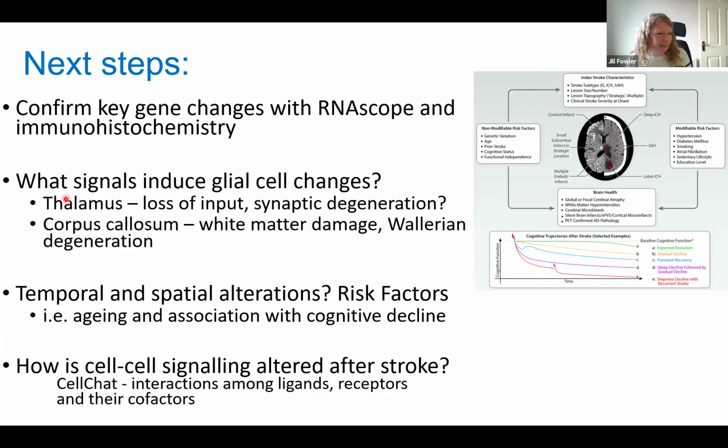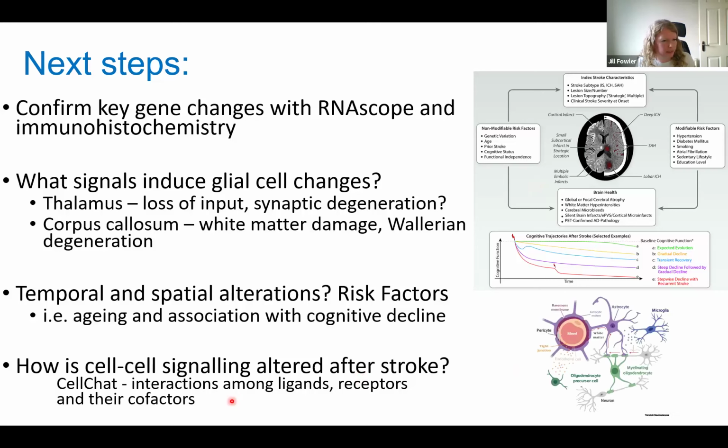And then we're interested in how risk factors that are associated with poor cognition after a stroke impact these temporal and spatial alterations. So I'm going to speak briefly in the rest of the talk about aging and our efforts to model concurrent amyloid and ischemic stroke. And we're also interested, as I said, in how cell-to-cell signaling is altered after a stroke. So we're trying to develop bioinformatic approaches to look at ligand receptor interactions.